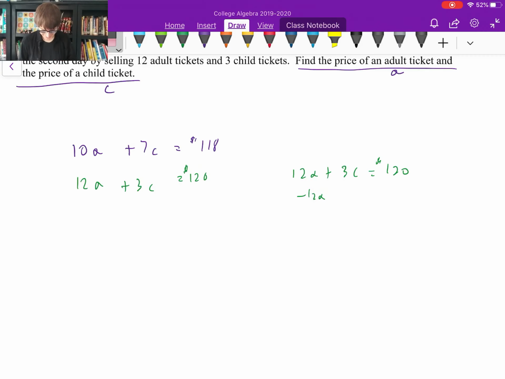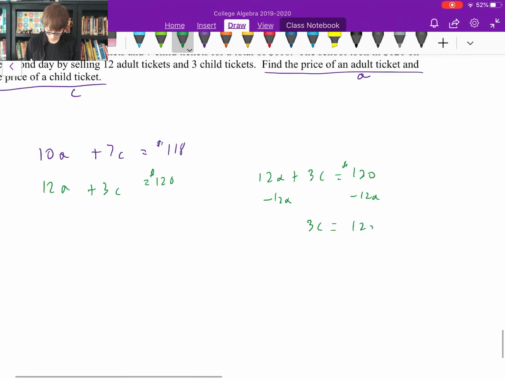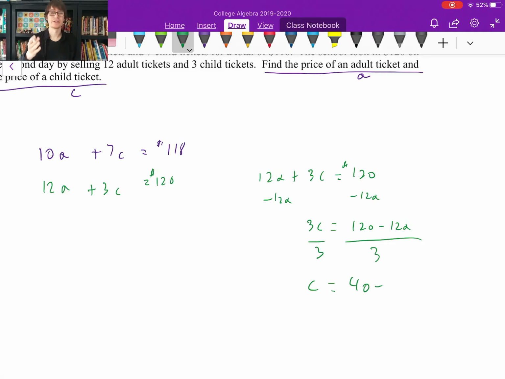And we're back. Okay, so we had 12A plus 3C equals 120. We subtract 12A from both sides, and we've got 3C equals 120 minus 12A. Okay, and we divide both sides by 3. We get C equals, let's see, 120 divided by 3 is 40, and 12A divided by 3 is just 4A. So C equals 40 minus 4A. Great.